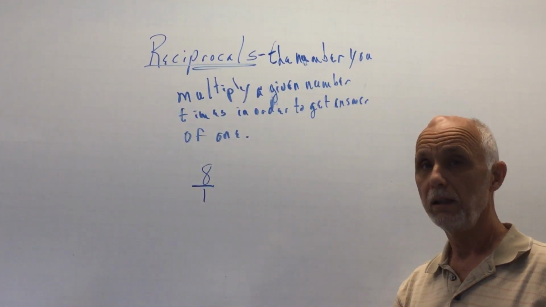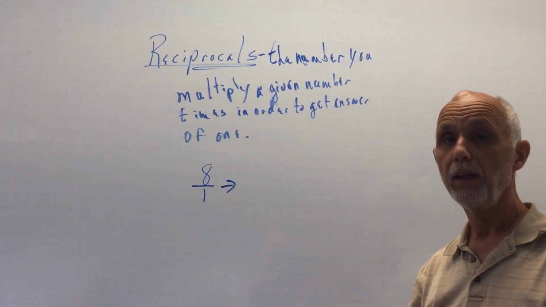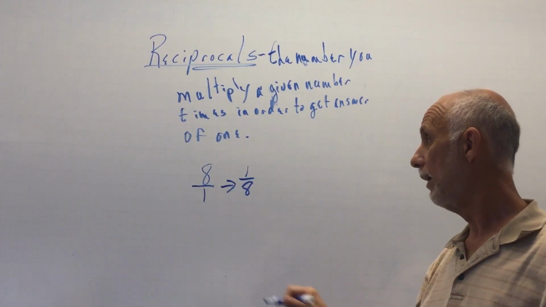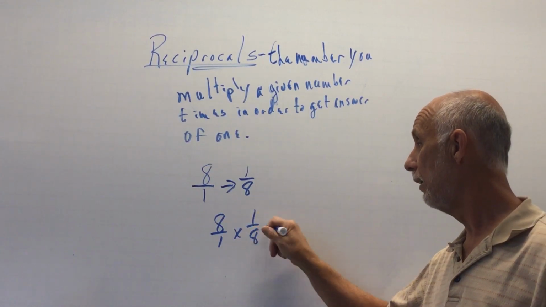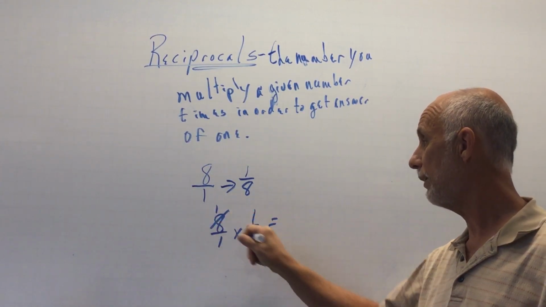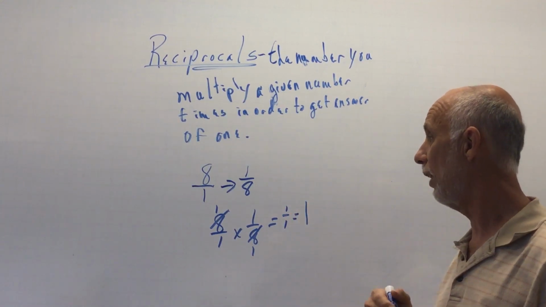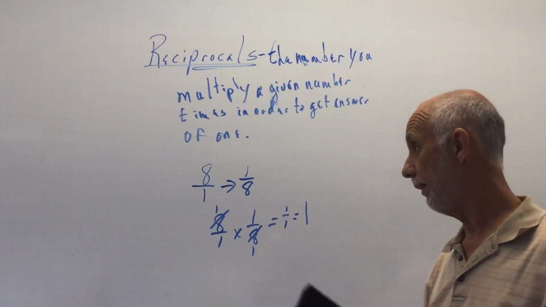8/1. Now, if I make 8/1, then what's its reciprocal? Flip it around. 1/8. And by the way, if you multiply 8/1 times 1/8, sure enough, 8 goes one time, 8 goes one time, and sure enough, I get an answer of 1. So the reciprocal of the whole number 8 is 1/8.